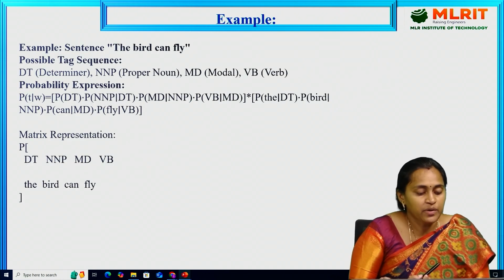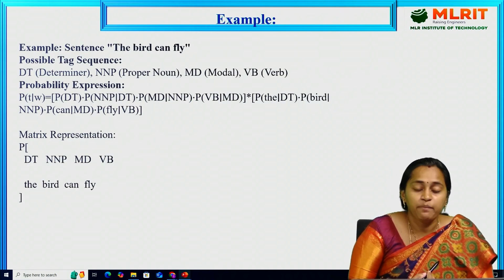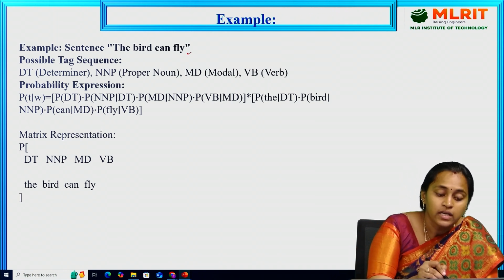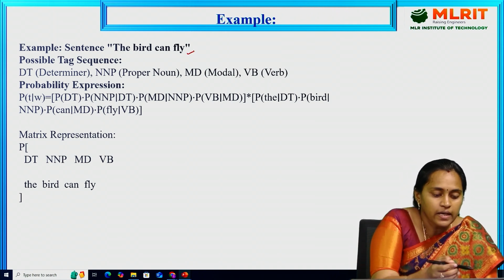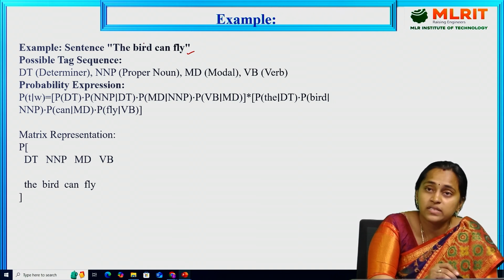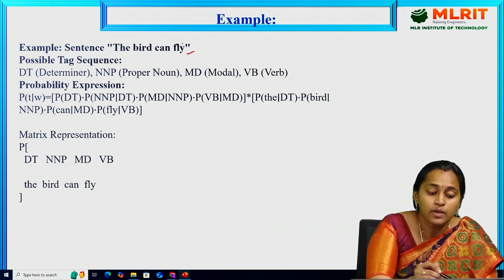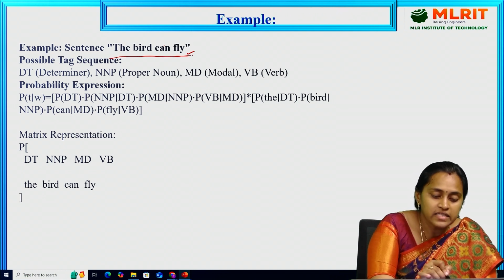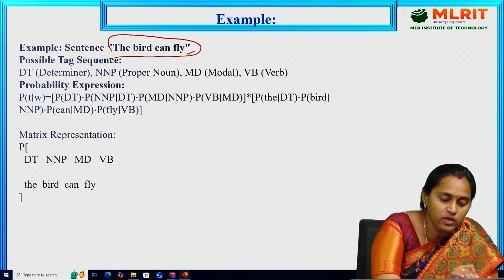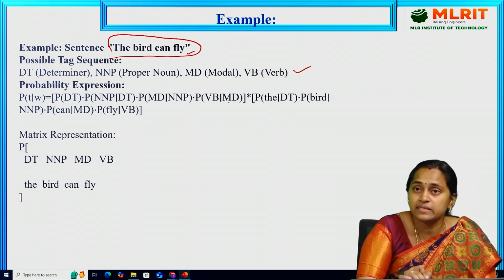Let's see, coming to the example. Here I am taking the sentence "The bird can fly." This is the sentence I am taking, right? Here "the" is a determiner, we know, right? Bird is a noun and can is a modal. That means fly is a verb, right? This is the sentence where I am applying the POS tags, right? This is a possible tag sequence, right?